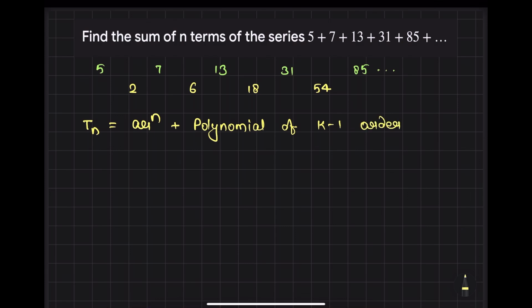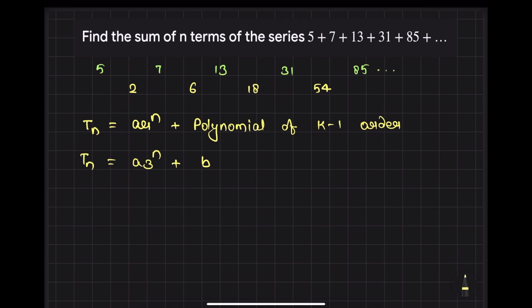Okay, so look at this. What is our common ratio? We got 3. So we get a times 3 to the power n. Now k is what? The number of times we took differences. We did it only once. So 1 minus 1 is 0. So we have to write a 0 order polynomial. A 0 degree polynomial means a constant polynomial. So we can write a, but we have already used a, so we will use b. Correct? So this is your Tn.